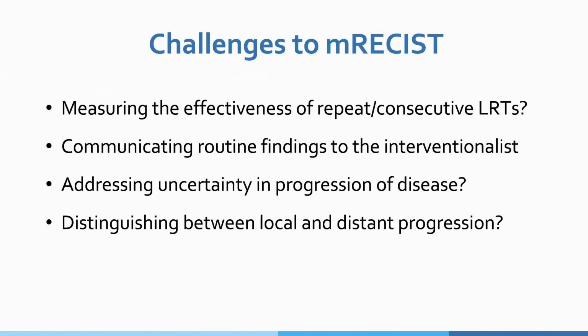It's also challenging to use modified RECIST to communicate routine findings to the interventional radiologist. What exactly do you mean by partial response? How much of a partial response and where is the response in the liver? It also doesn't address uncertainty in progression of disease. Is the progression in the lesion you treated, or is it a new lesion elsewhere in the liver? And furthermore, it doesn't distinguish between local and distant progression, such as extrahepatic progression in the lungs or the bones.